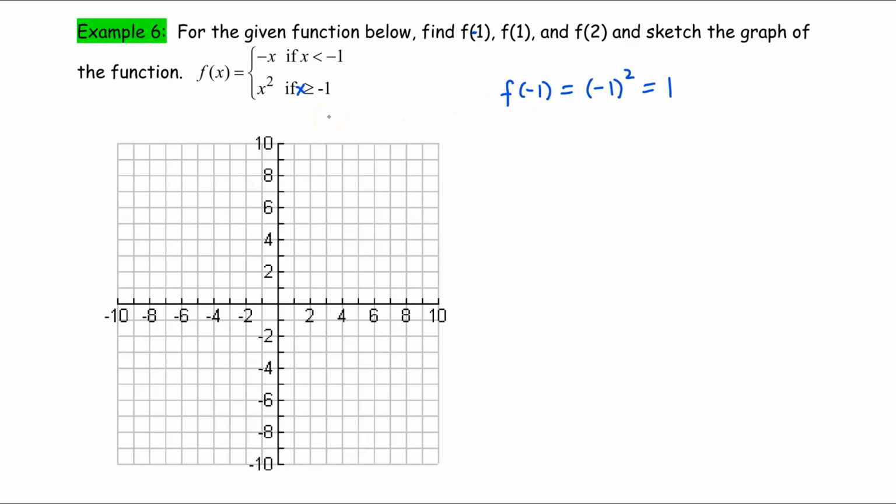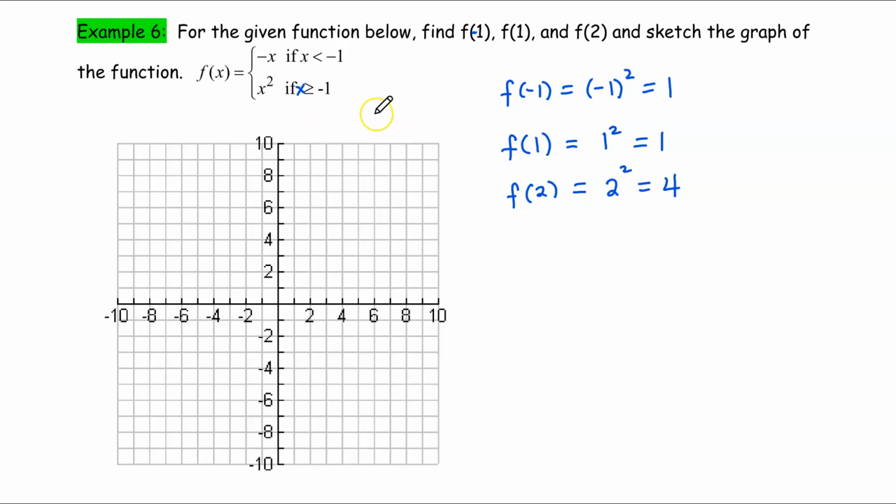Then, next, evaluate f at 1. Where can you find 1? 1 is contained on this interval here because x is greater than -1. 1 is greater than -1. So therefore you use x squared. So therefore you have 1 squared, which is equal to 1. Then f of 2. F of 2, again, that is also on this interval here. So 2 squared is equal to 4.